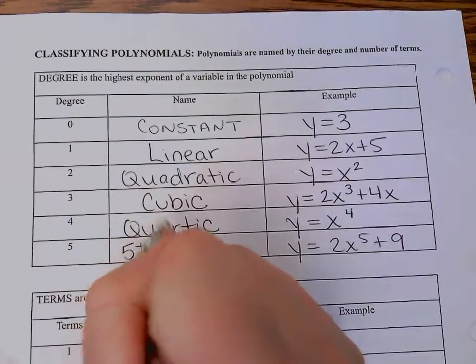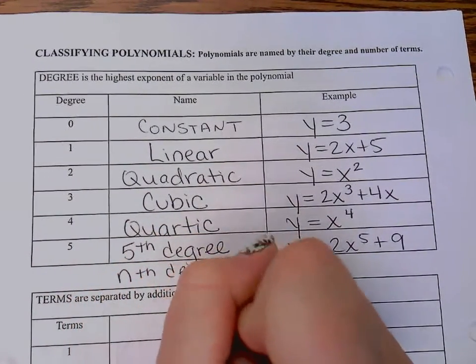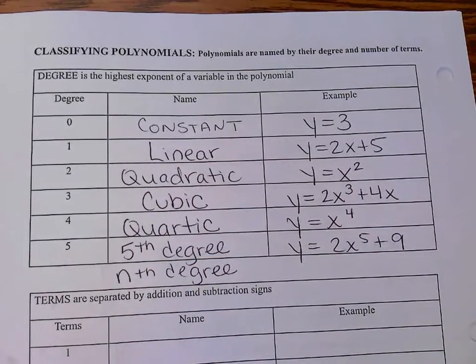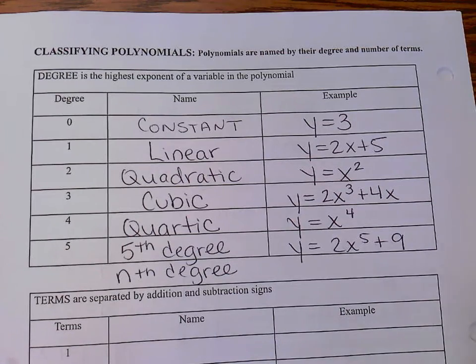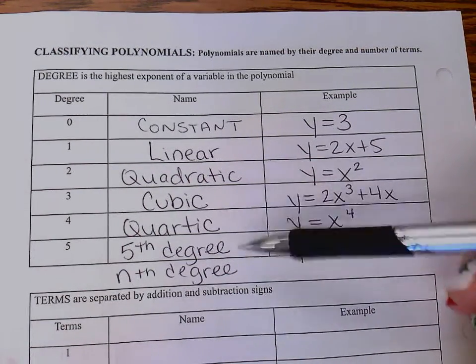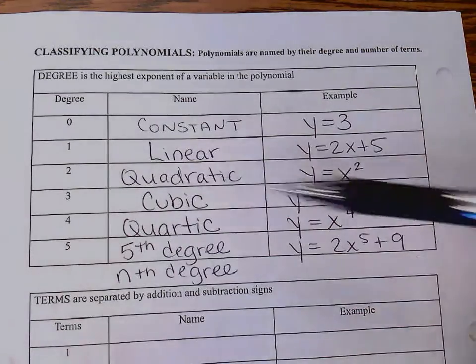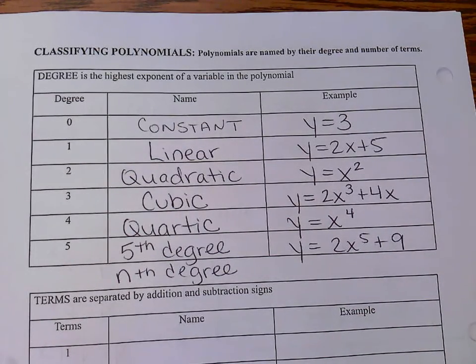I mean, you could write nth degree here. So a 10th degree polynomial, a 12th degree polynomial, there's no special name for it, but you can go higher than 4 or 5. So I think you know most of those words. They're not surprises, just using the degree to identify the name of the polynomial. That's kind of important.